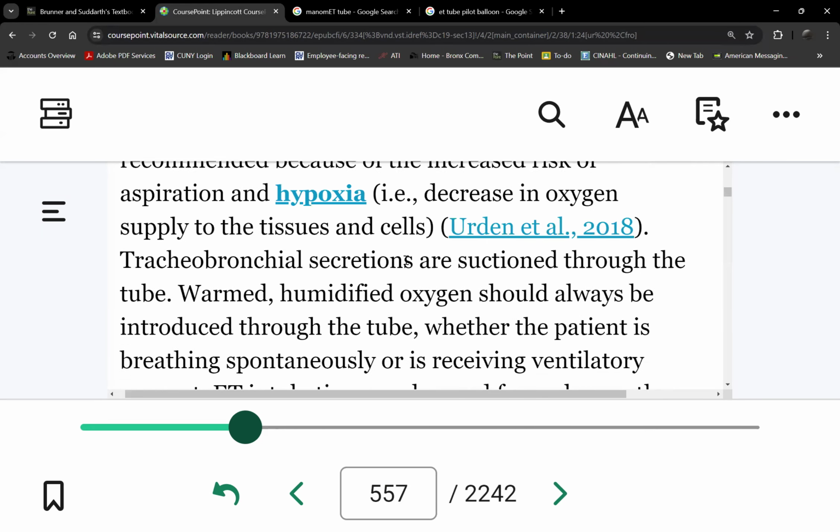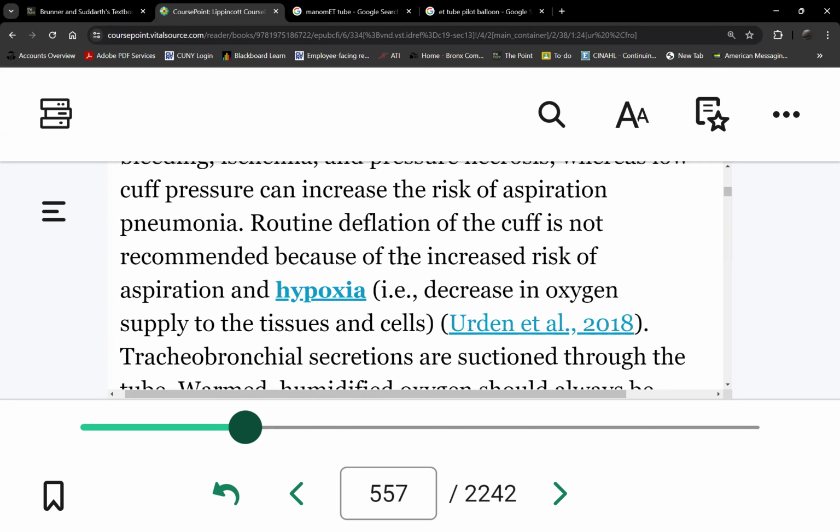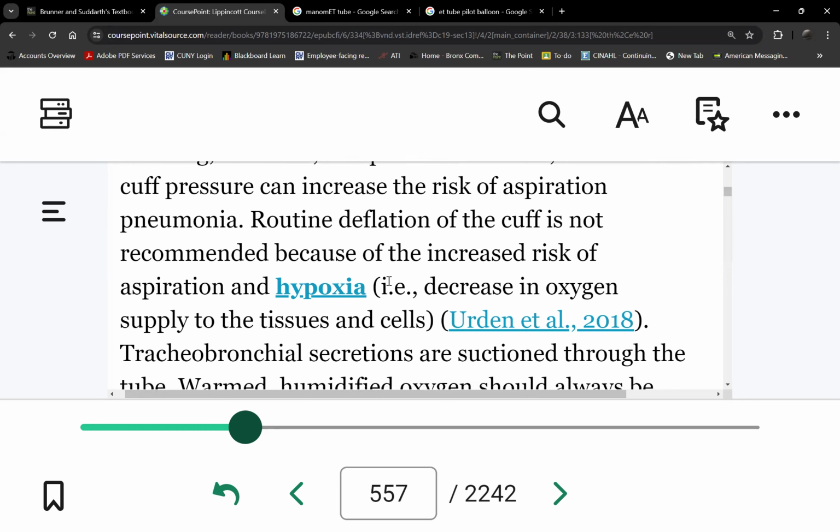There's an important statement here. Routine deflation is not recommended. We don't do that. Once we set it, that's usually where it stays, unless of course you have signs of aspiration or leaking, which will trigger a low pressure alarm on the ventilator. I'll explain that later.